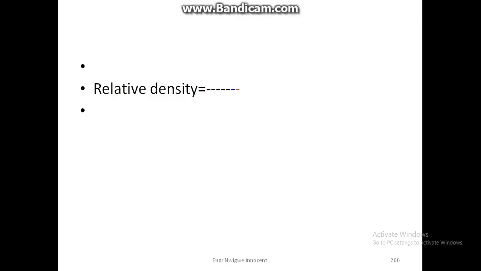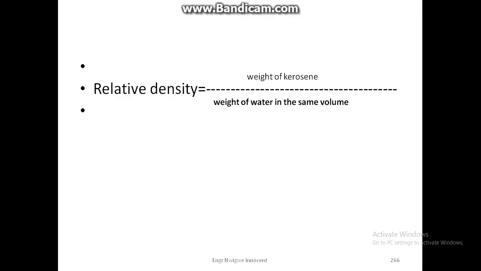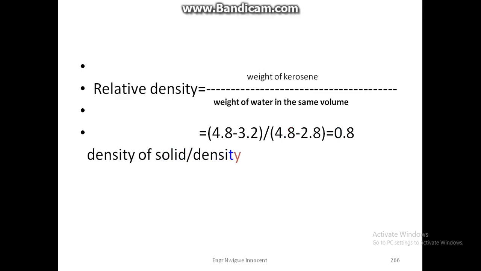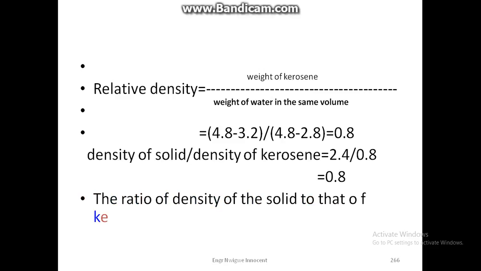Relative density of kerosene equals weight loss in kerosene over weight loss in water for the same volume, which is 4.8 minus 3.2 over 4.8 minus 2.8, which gives 0.8. Density of solid over density of kerosene is 2.4 over 0.8, which equals 3. The ratio of the density of the solid to that of the kerosene is 3:1.